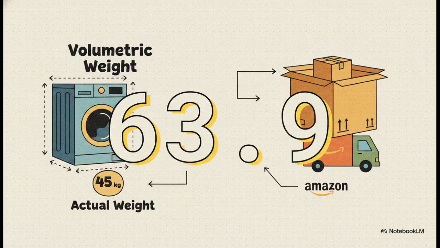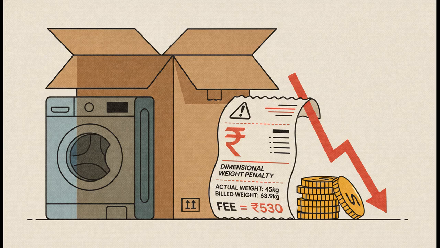Now, what's really interesting about this massive number is 63.9 kilograms. You might be wondering, what kind of product weighs exactly 63.9 kilograms? Well, the truth is, the product itself doesn't weigh that at all. This is actually the calculated volumetric billing weight for a standard 45-kilogram washing machine. Let's break that math down real quick. A seller lists a washing machine. Its actual physical weight is 45 kilos. But remember our golden rule. Amazon always checks the volumetric weight. Because of the enormous size of a washing machine box, running the volumetric formula spits out 63.9 kilograms. Since 63.9 is higher than 45, that becomes the official billing weight.